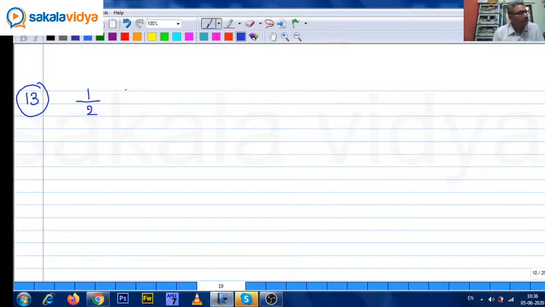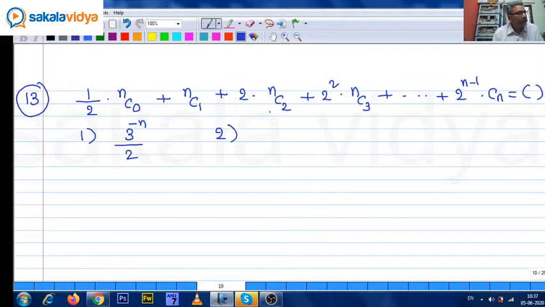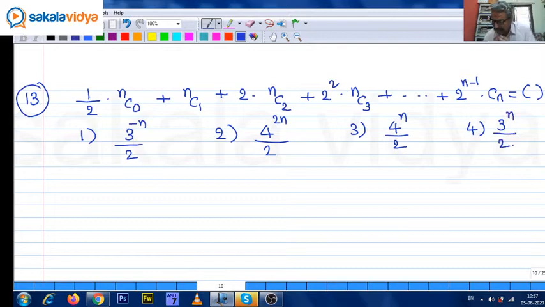1 by 2 times (nC0, which is the same as C0 only, don't worry, plus nC1 plus 2 times nC2 plus 2 square times nC3 and so on, plus 2 power n minus 1 into Cn) equals to: first option 3 power minus n upon 2, second 4 power 2n upon 2, third one 4 to the power of n upon 2, fourth option 3 to the power of n upon 2.